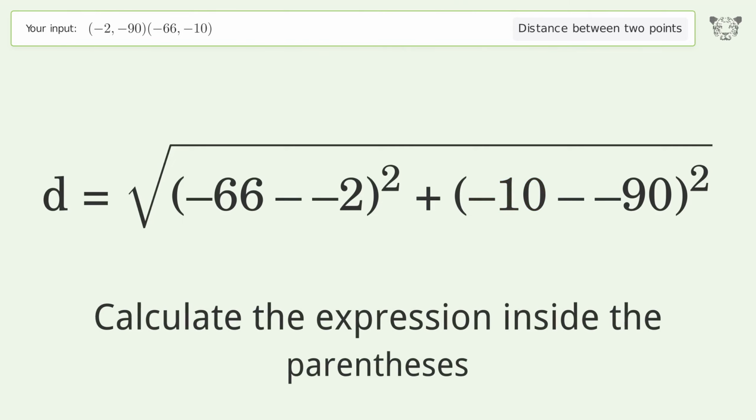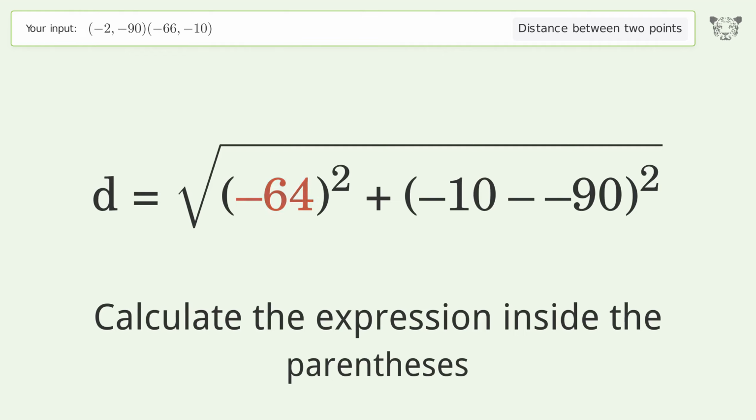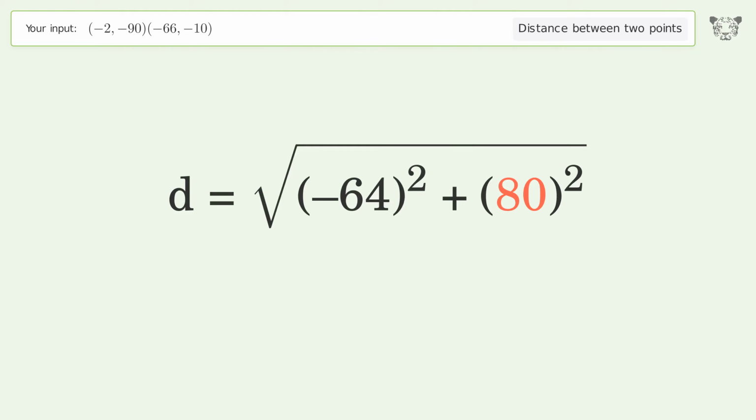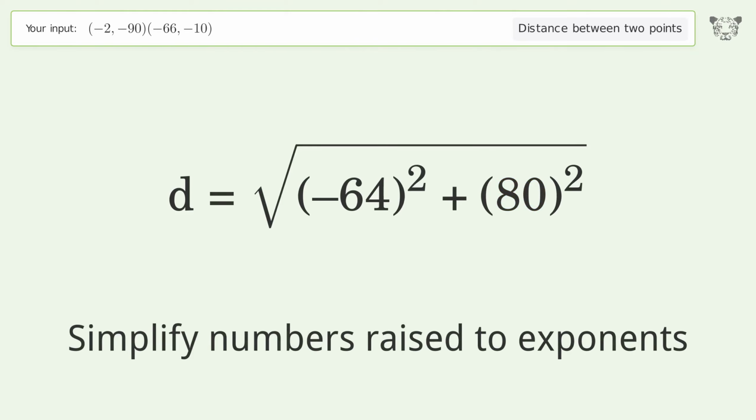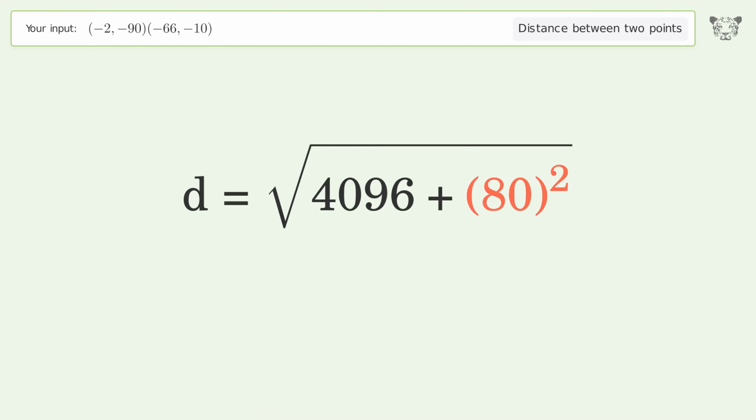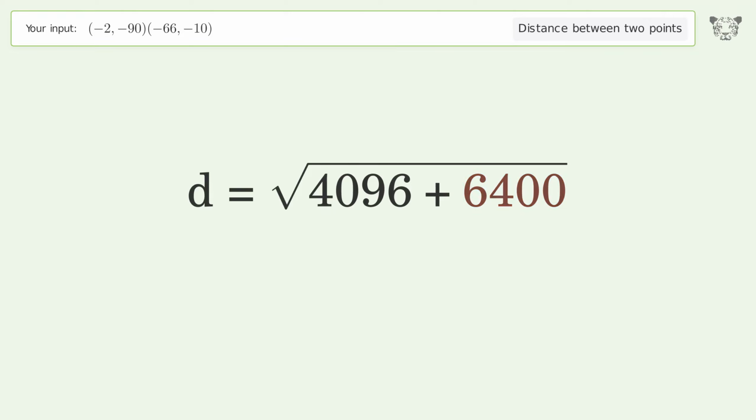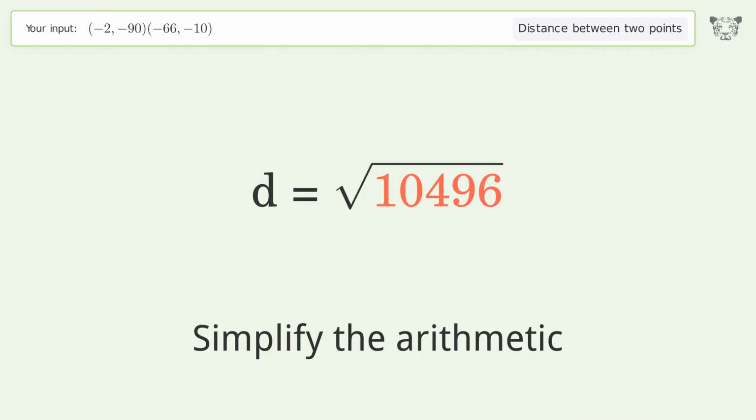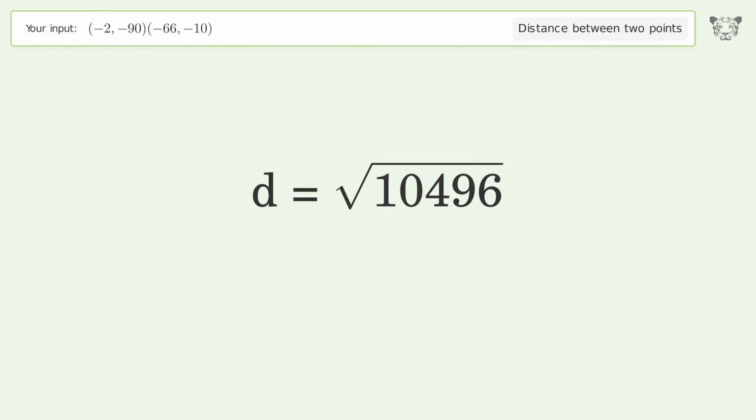Calculate the expression inside the parentheses. Simplify numbers raised to exponents. Simplify the arithmetic. And so the distance between the 2 points is the square root of 10,496, or 102.45.